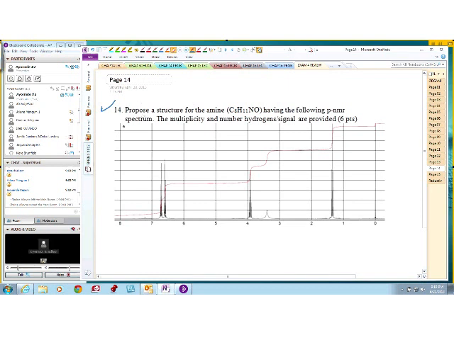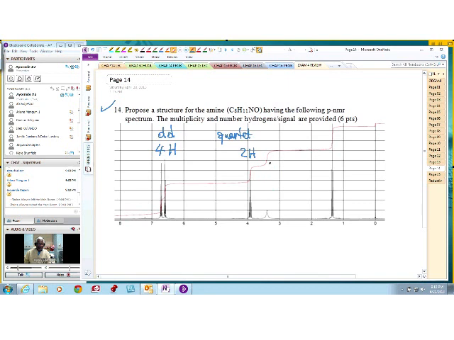Propose a structure for the amine C8H11NO having the following proton NMR spectrum. The multiplicity and the number of hydrogens per signal are provided. Okay, thank you, very good. Now what you have here, this is 4 hydrogens, because they tell you that the multiplicity and the hydrogens are provided, and this is what we call a doublet of doublets. Here, this is 2 hydrogens, and this is what you call a quartet.